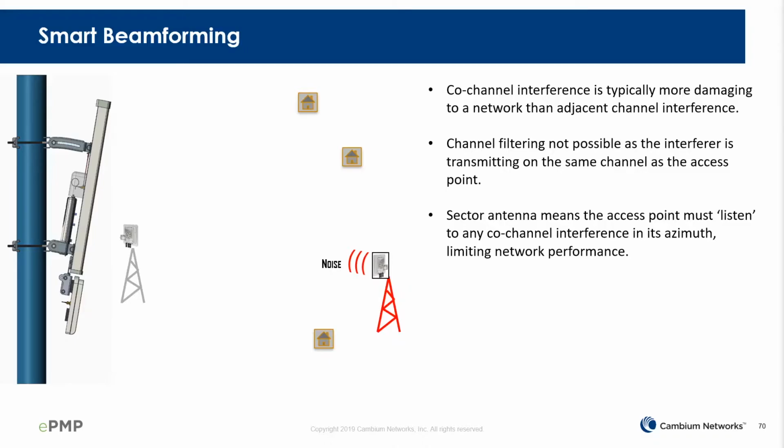The diagram here shows 3 subscribers in a 90-degree deployment, and a source of co-channel interference in the sector. The SMs are listening to the AP in their 15-degree beam widths, meaning they are less affected by the co-channel interferer.